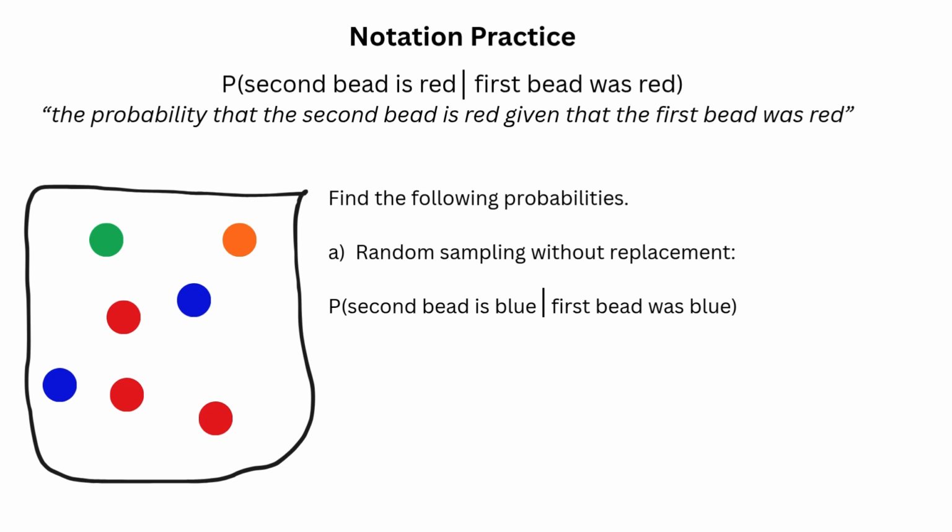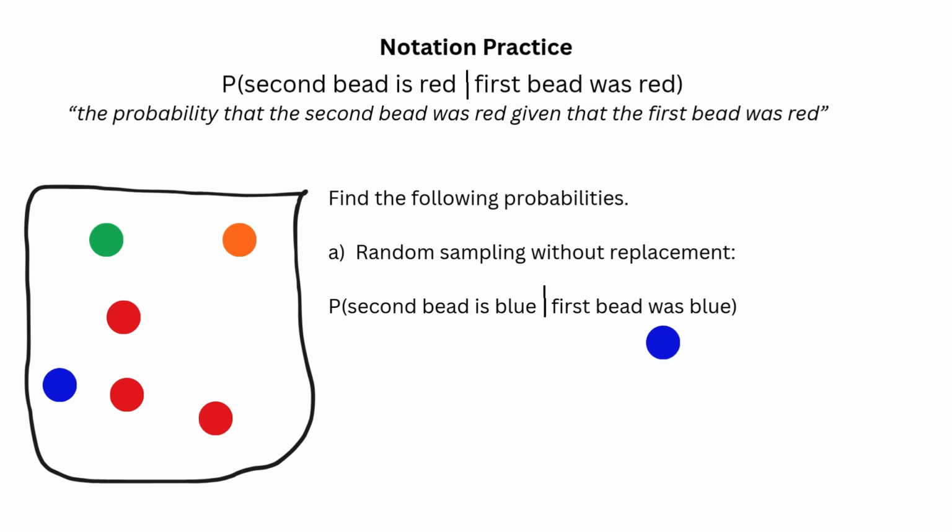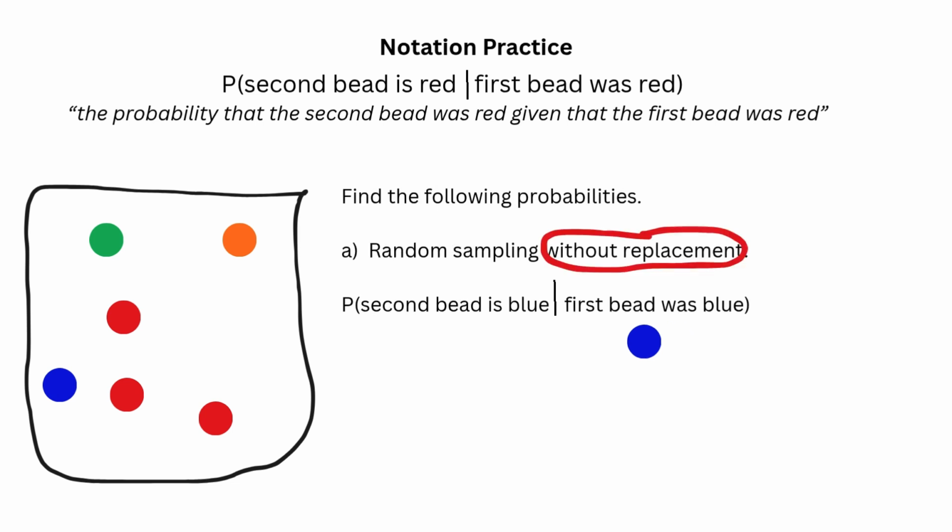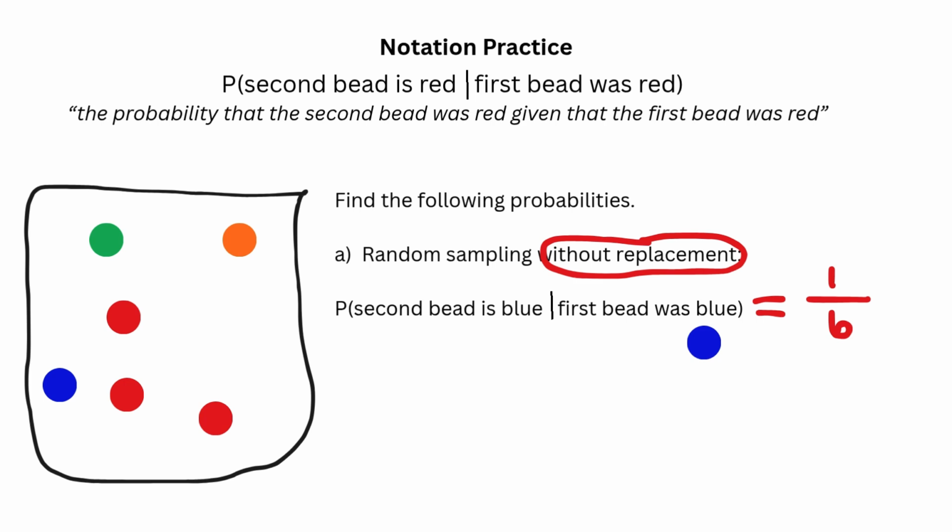For the first example, let's look at a random sampling without replacement. Pay attention to whether you have replacement or you do not. The probability the second bead is blue given the first bead was blue. That means that on the first draw out of my bag, I pulled a blue bead, and I'm going to set it on the table because this is without replacement, so I don't put it back in the bag. Now, what is the probability the second bead we draw out of the bag is blue? Well, looking in the bag, you can see there's 1 blue bead left and only 6 total beads left. So that probability would be 1/6.